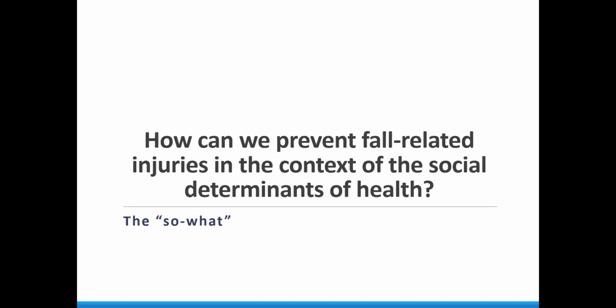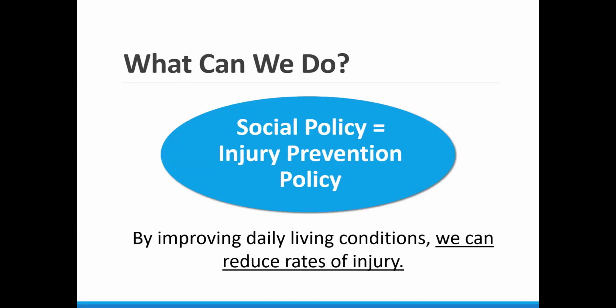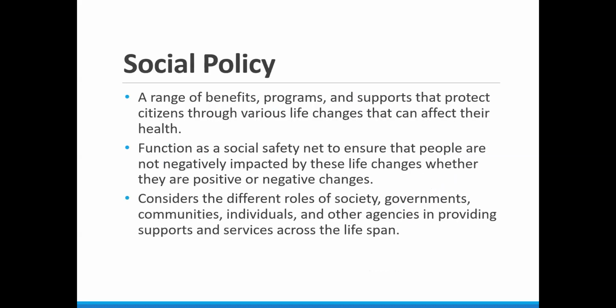So this brings us to how can we piece this all together? How can we prevent fall-related injuries in the context of the social determinants of health, the so what factor to our presentation? As mentioned several times through the webinar so far, we've taken a social policy approach, and we've really looked at this from an injury prevention policy. So social policy is actually injury prevention policy. This is how we're looking at it. By improving those daily living conditions and those conditions in which we work and play, we can reduce the rates of injury, including fall-related injuries.